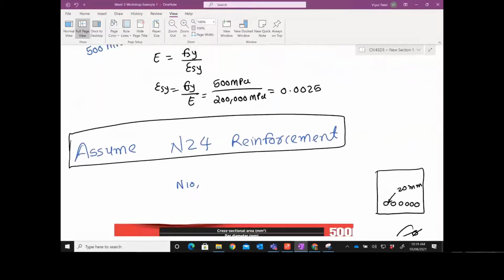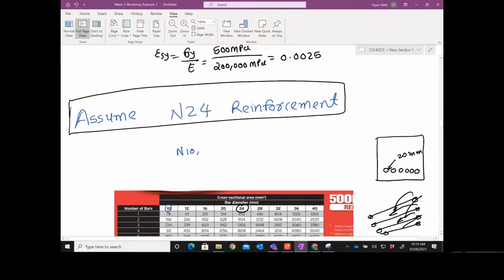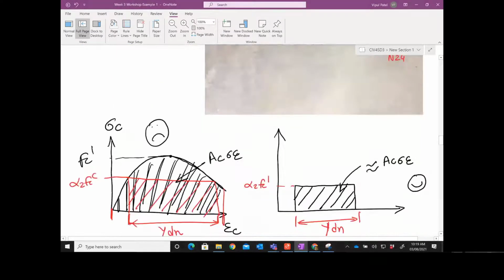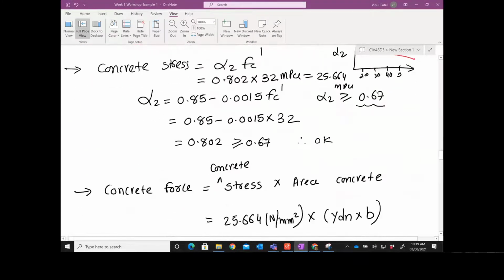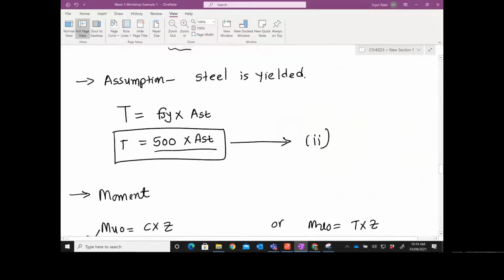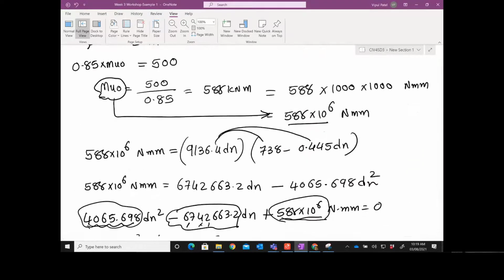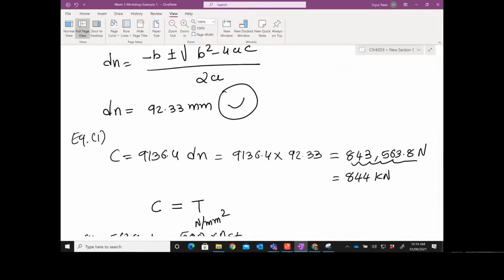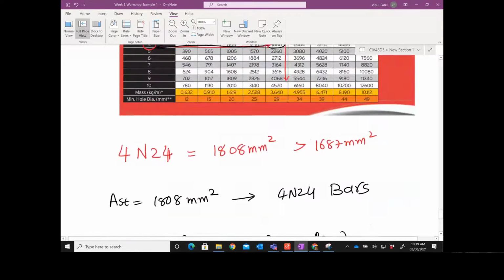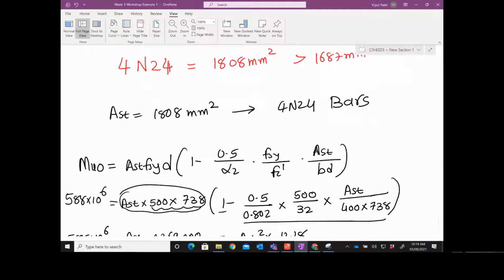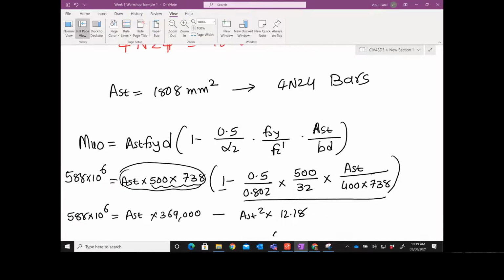Probably you can calculate the 0.025 yield strength, and then what was the actual strain in the steel, and you can validate that assumption. I think I did it in the lectures, and probably you can do this minimum reinforcement check as well, the minimum AST requirement. I encourage you to do it, because we calculated this AST 1808, right? So you need to do this one.